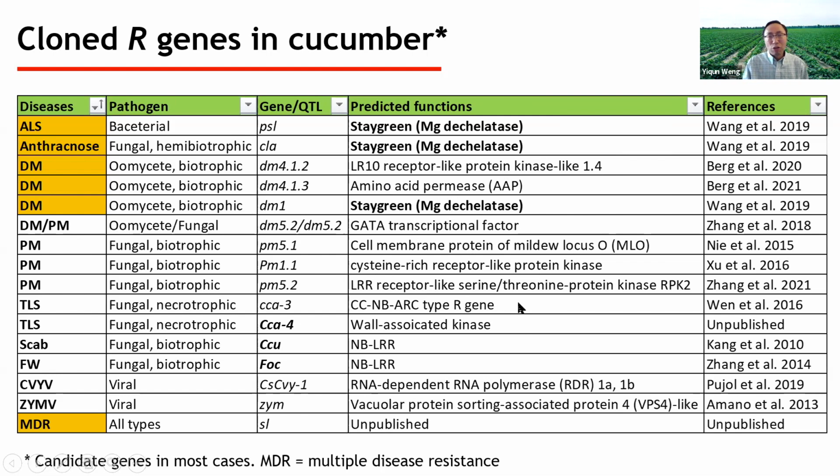So I'm going to focus on the staggering gene, and focus on downy mildew, and also on multiple disease resistance, as I mentioned, for the Speckled mutation.